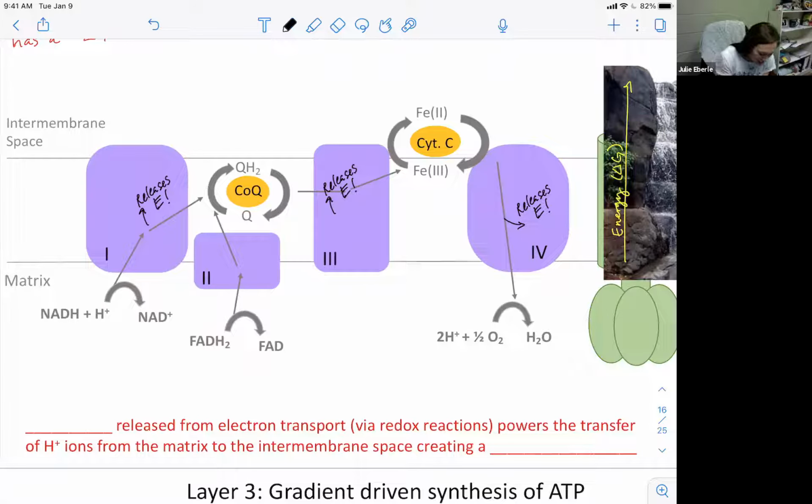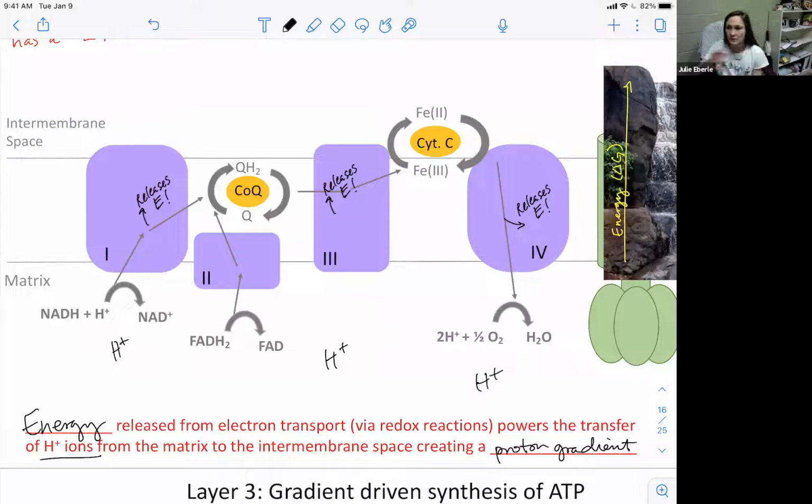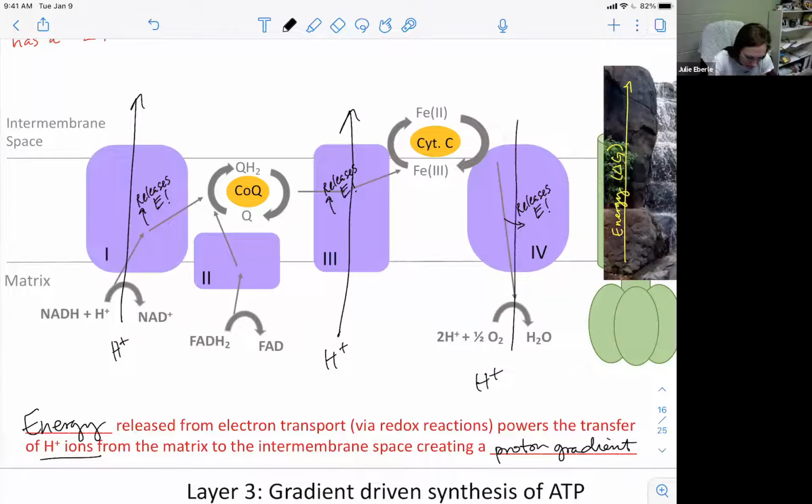All right, now fill in this blank down here: the energy released from the movement of electrons through these redox reactions powers the transfer of hydrogen ions from the matrix to the intermembrane space, creating a proton gradient. All right, so let's actually draw that. Literally, what we're going to do here is we have hydrogen ions sitting in the matrix. And as the electrons are passed through these protein complexes, they're just going to be pumped across into the intermembrane space.